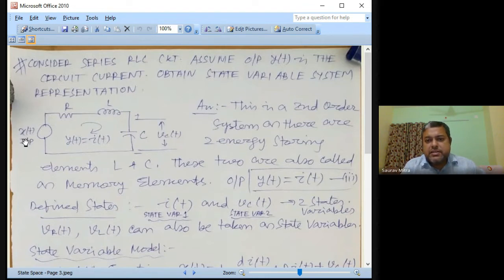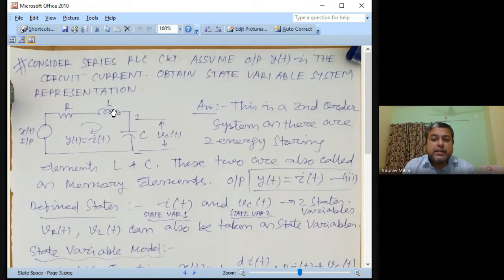This is a second order system as shown here, as there are two energy storing elements, L and C. These two are the memory elements, they are storing energy, that is, they are remembering something. That's why they are called energy storing elements. Resistance is not called an energy storing element. This is a linear circuit, which we have to remember. Whenever differential equations come up, you should not get confused between differential equation and linearity. So this is a linear circuit.